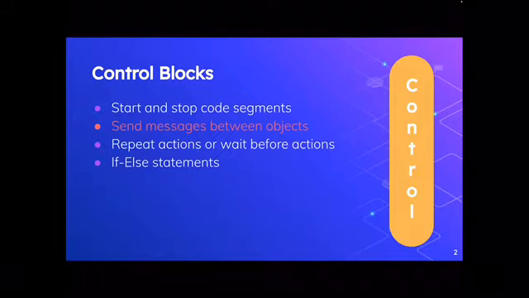Okay, so what can we use the control blocks to do? Well, we use them to start and stop code segments. Today we're also going to be mainly using them to send messages between objects like our sprites and our stages. And we'll also use them to, for example, repeat actions using loops or wait before actions. And we can also use them for if-else statements, so essentially what we might call conditionals. So if something happens, then do something, or if it doesn't happen, else do something else. So let's actually dive deeper into this.